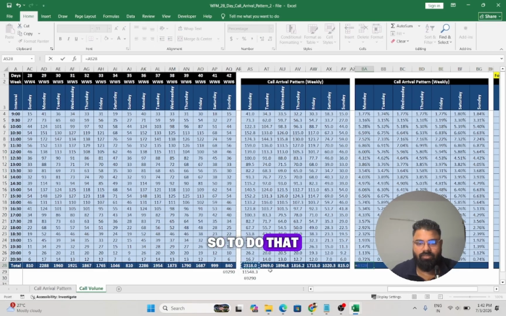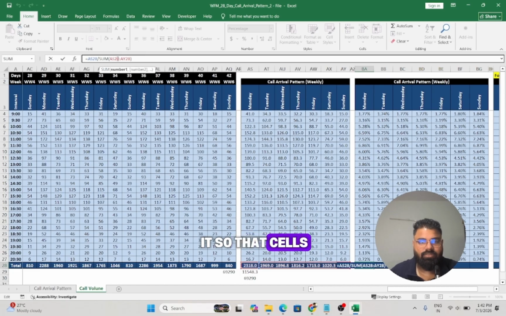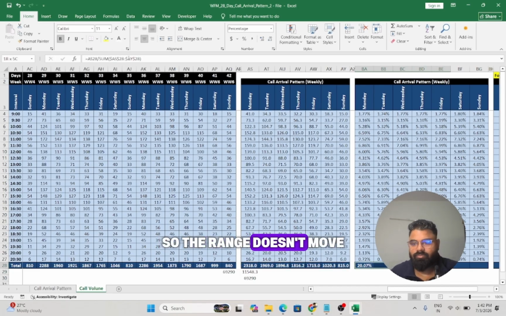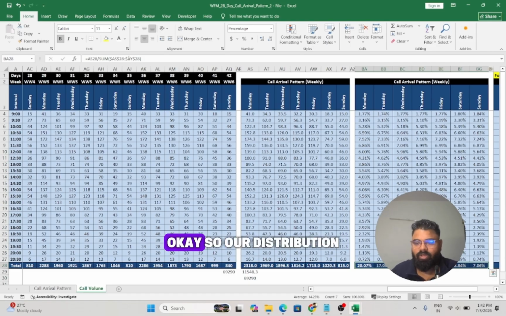To do that, our volume received for a day divided by received in a week. I'll take sum here. Let me just freeze it so that the range doesn't move. Okay, so our distribution is ready.